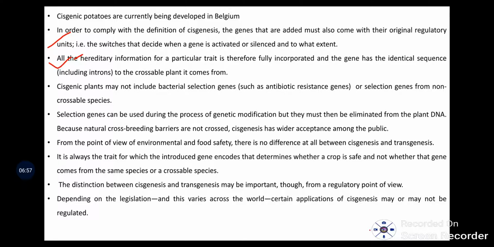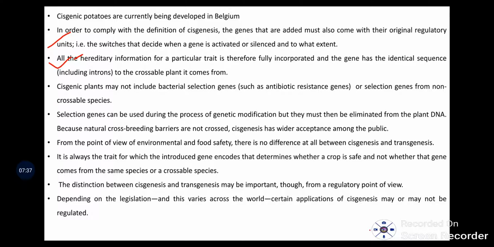In order to comply with the definition of cisgenesis, the genes that are added must also come with their original regulatory unit, the switches that decide when a gene is activated or silenced and to what extent. That means the promoter, or we may say the regulatory cassette, is designed in a particular way, with the promoter, the activators and the regulators all unmodified. As such they are transferred. That means a gene is transferred as such as it is in the other plant. That is nothing but cisgenesis.